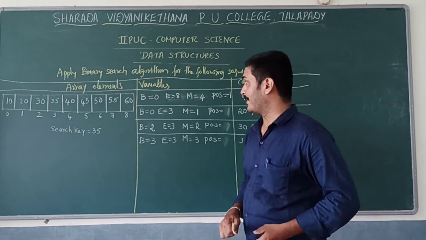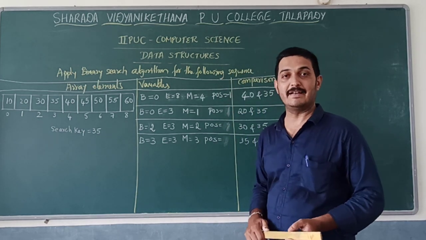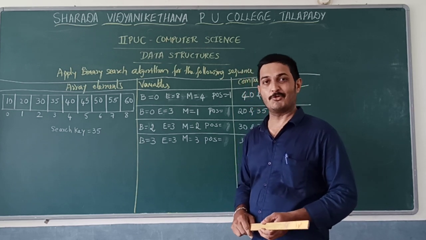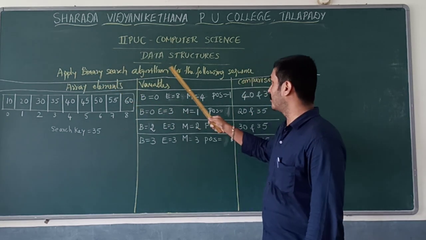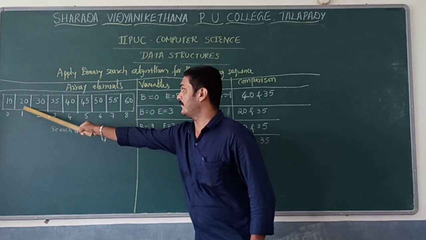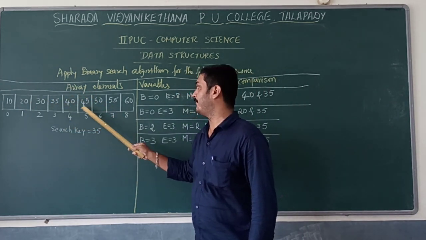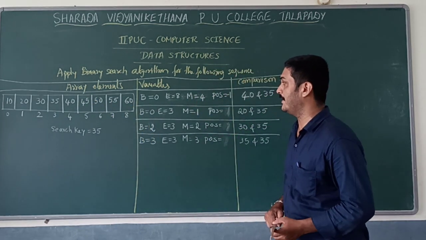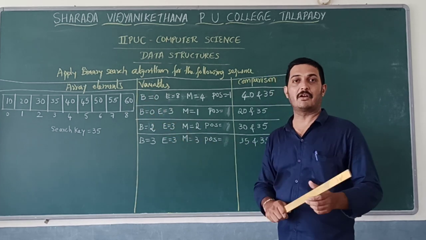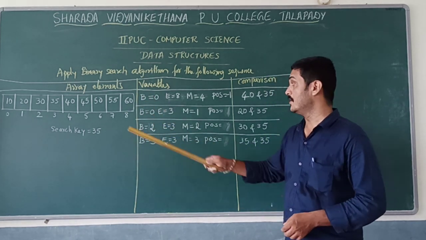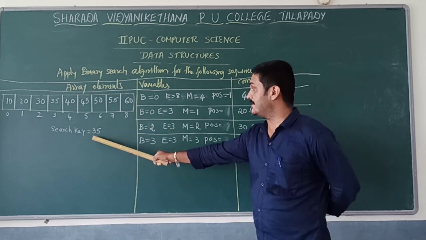Okay, let us go through some examples of how to implement the binary search technique. In your textbook, there is a question: apply the binary search algorithm for the following sequence. The array elements are 10, 20, 30, 35, 40, 45, 50, 55 and 60. The total number of elements is 9, with index values from 0 to 8, and the search key is 35.